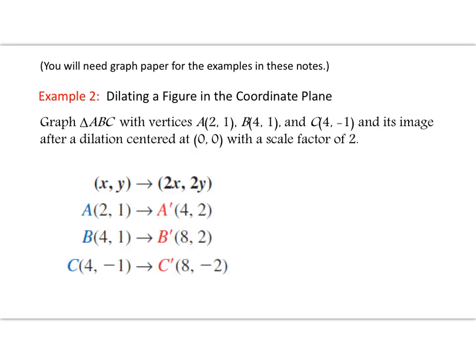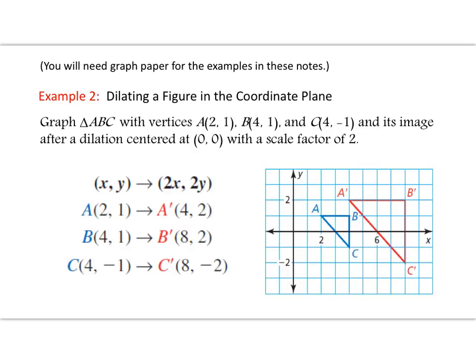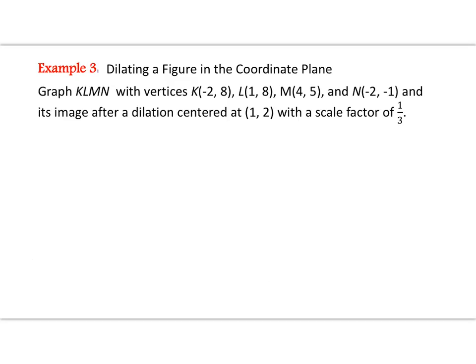So your graph should look something like this. ABC is enlarged to A prime, B prime, C prime by a factor of 2. Next, let's look at example 3, dilating a figure in the coordinate plane. We're going to graph KLMN with vertices at the following locations and its image after a dilation centered at (1, 2) with a scale factor of 1/3.